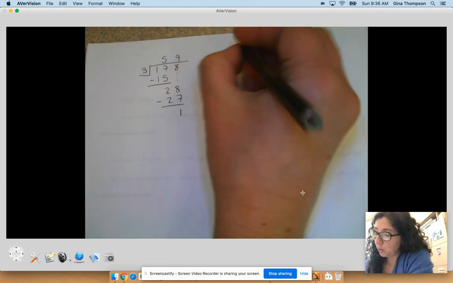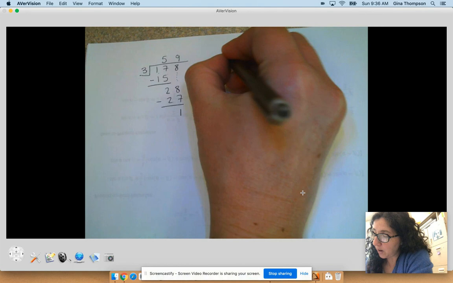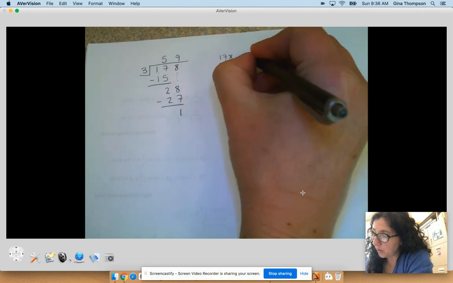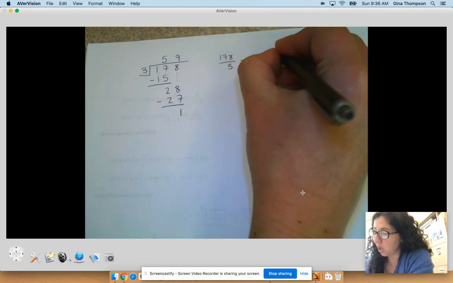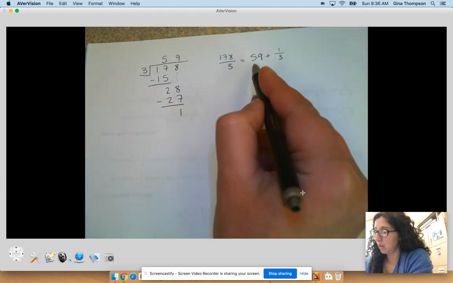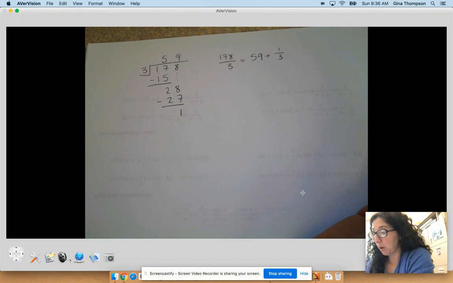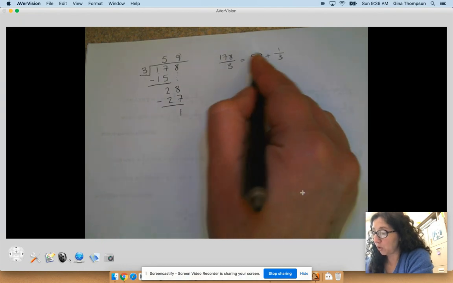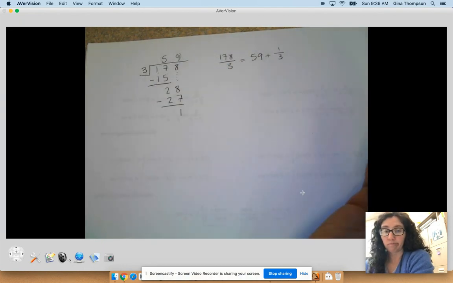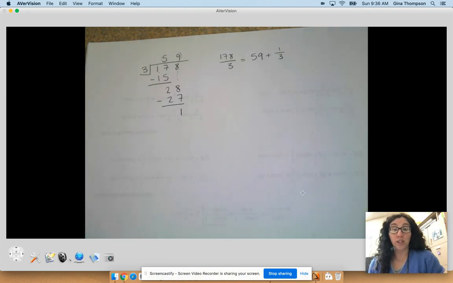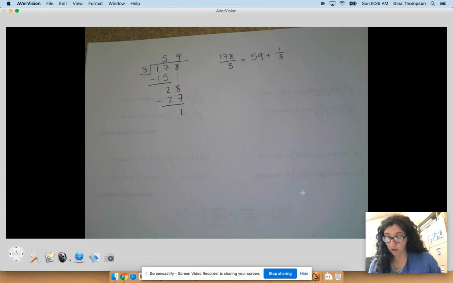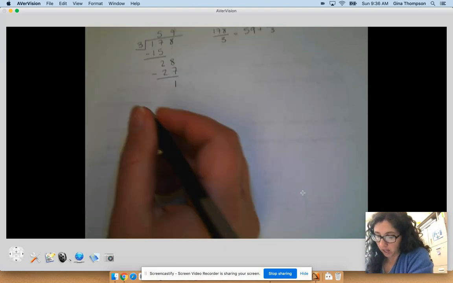So we could write this a few ways. We could say 178 divided by 3 equals 59 plus 1 over 3, right? There's 59 up here. That's probably how we'd write it, right? The solution up here plus 1/3. Okay, so the good news is dividing polynomials is just like that. We use the division algorithm to divide polynomials. So let's try one. Let's divide.